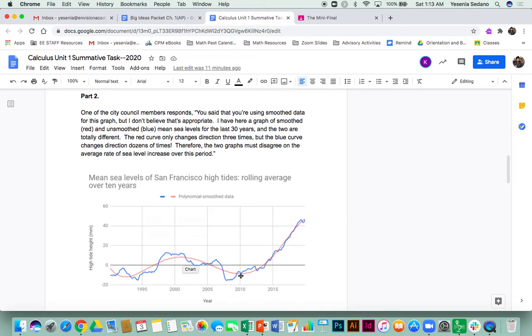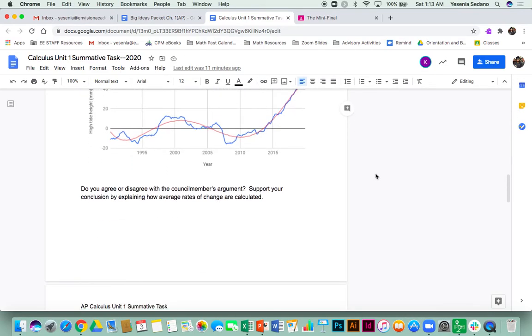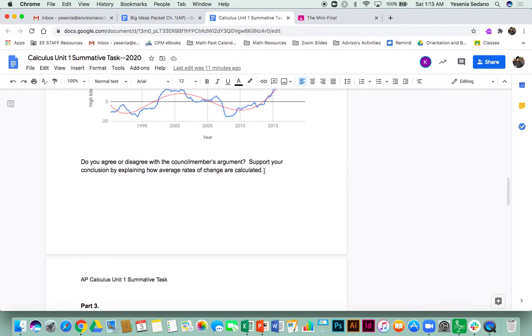So then the councilman says, therefore, the two graphs must disagree on the average rate of sea level increase over this period. And your job is, do you agree or disagree with the council member's argument? Support your conclusion by explaining how average rates are calculated. Again, average rate, think velocity if you go back to your big ideas packet.